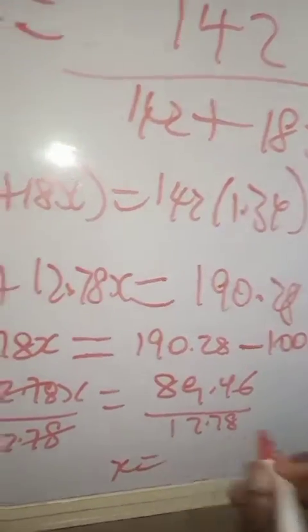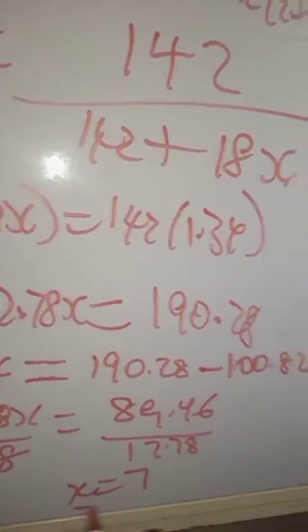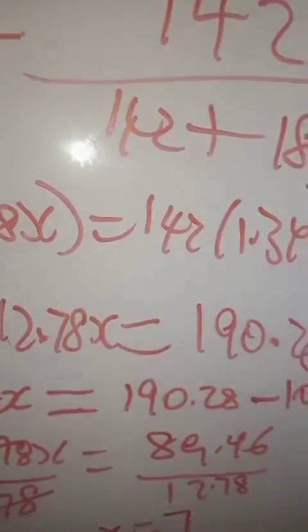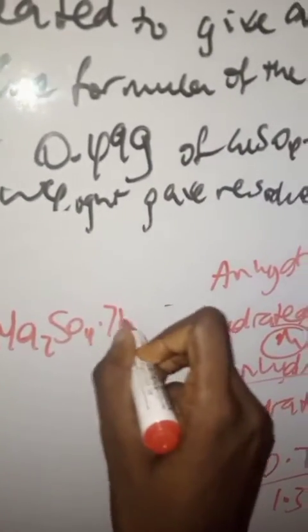So what will be your x? Let me press it. So I got what? 7 on the display. So x is what? x is equal to 7. x is equal to 7. So my molar mass, yes, they said we should find the formula of the hydrated salt. So I'm going to have what? Na2SO4.7H2O. Yeah.